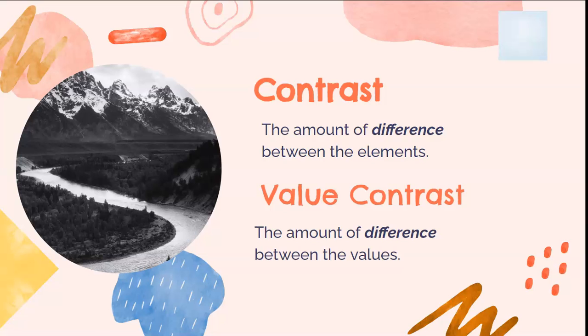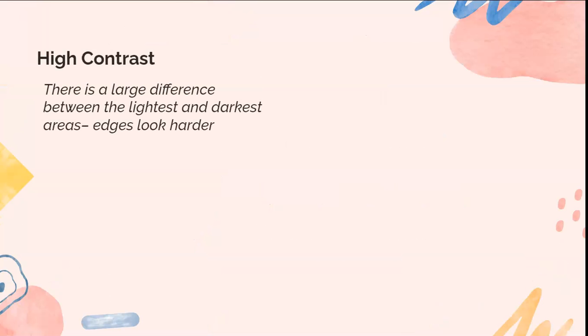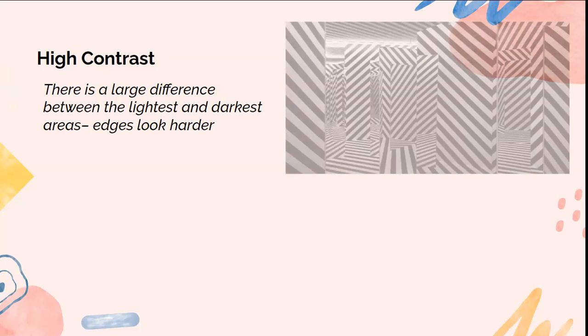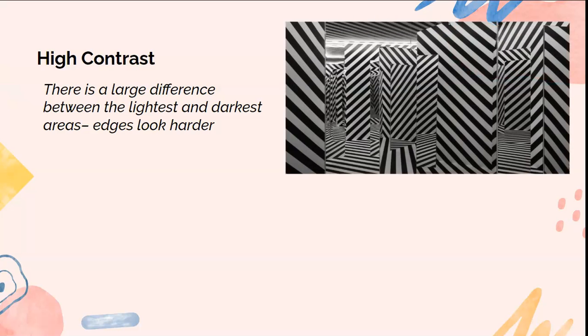Let's have the two kinds of value contrast, which is the high contrast. High contrast is where there is a large difference between the lightest and darkest areas. The tendency is the edges look harder. When you have a big difference of light and dark values, you have high contrast. For example, black and white are opposite values. So generally, when you see things with solid dark and white, you have high contrast, as shown in the figure here.